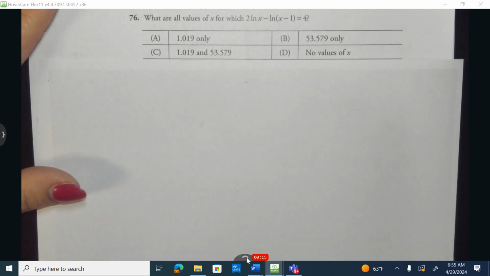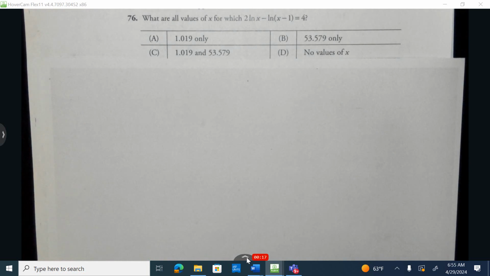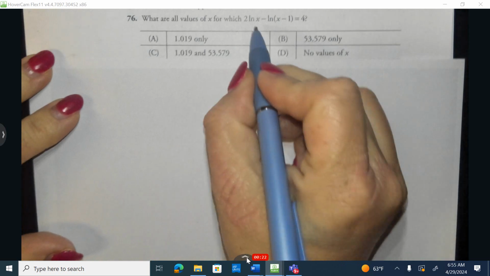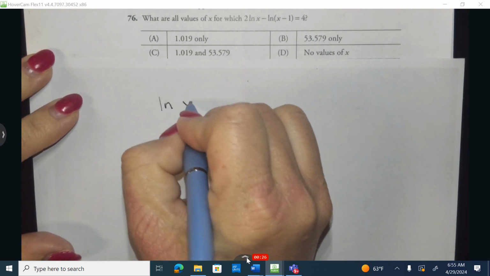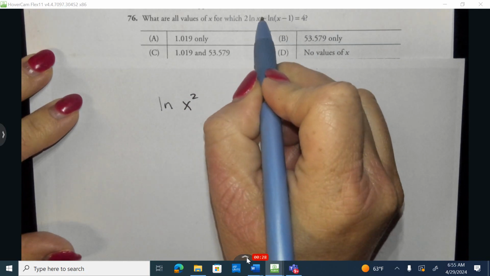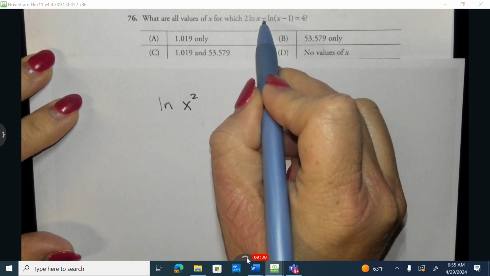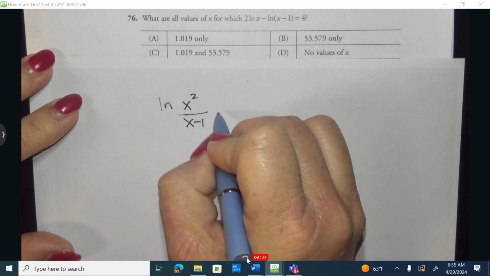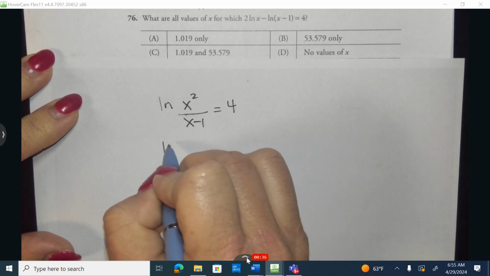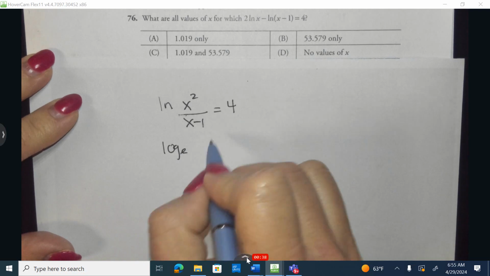Remember, it's always going to be multiple choice and you have 4 different options. So here's one option to complete this problem. I'm going to take this and put it in condensed form. So I have the ln of x squared, making the 2 into an exponent, and I know that subtraction turns into division, divided by the quantity x minus 1 equals 4. I also know that ln is the same as log base e.